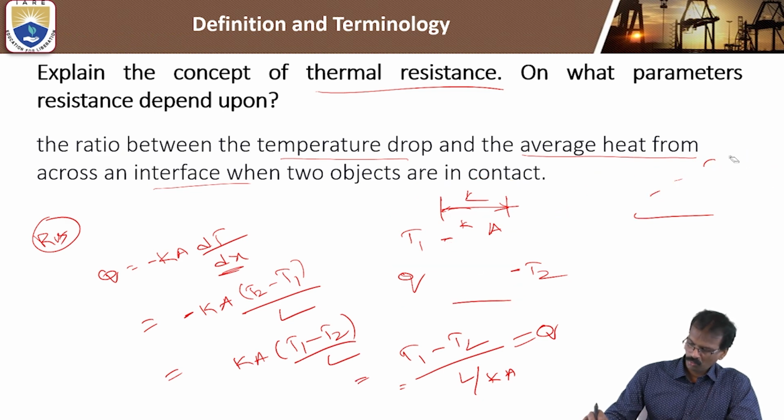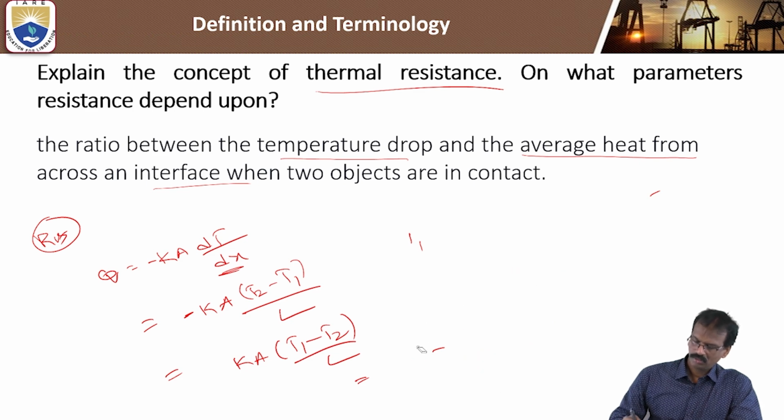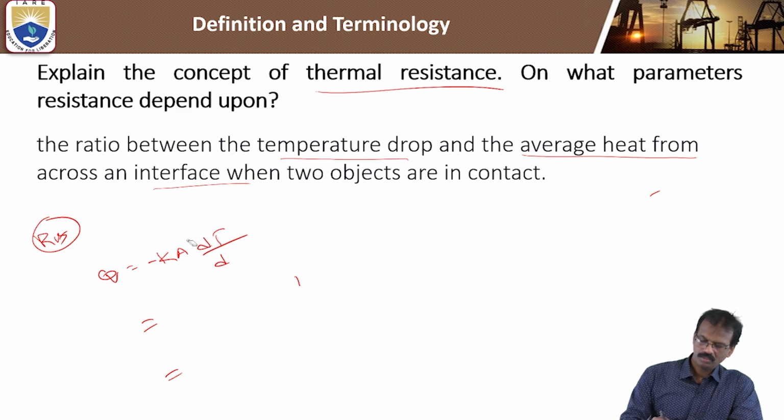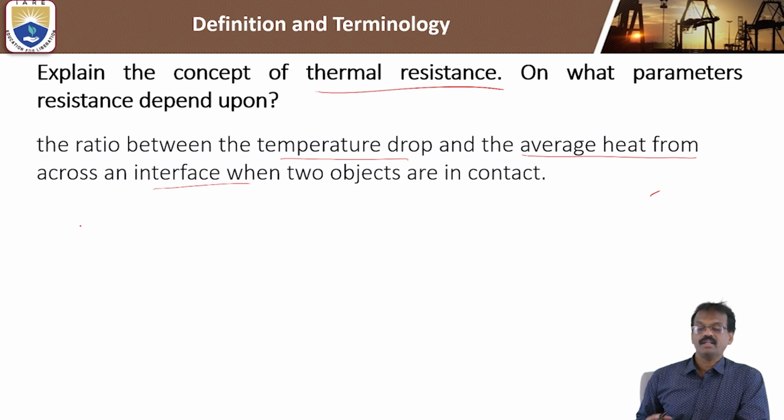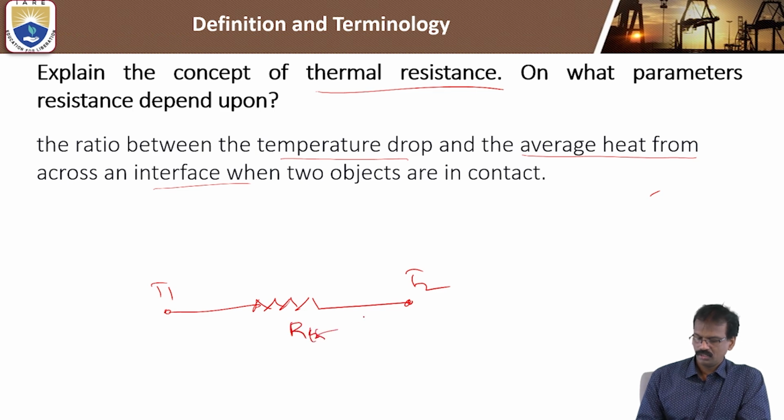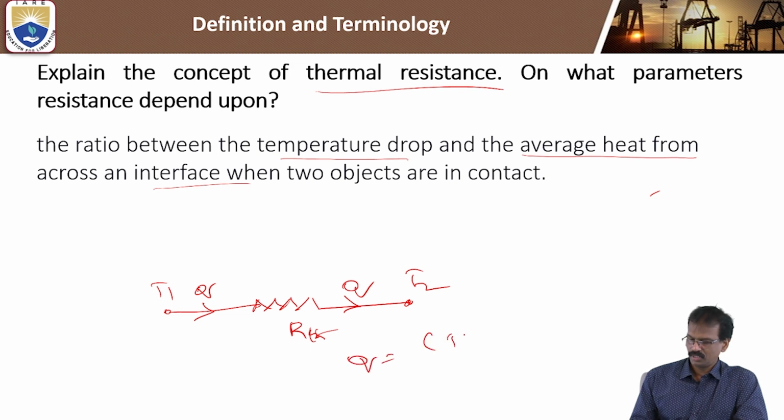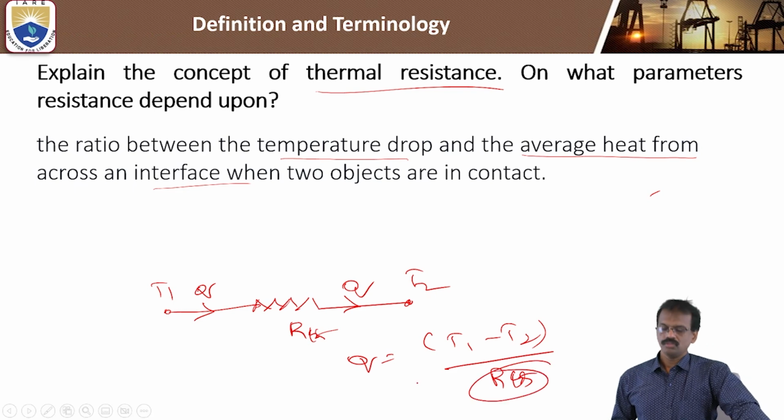Suppose there are more bodies, some layers of rectangular slabs. We can read it the same way, based upon the electrical analog formula. This is the temperature T1, this is the thermal resistance, and this is the temperature T2. This shows the rate of heat transfer is uniform. Then the formula is Q is equal to the temperature difference T1 minus T2 by RTH.